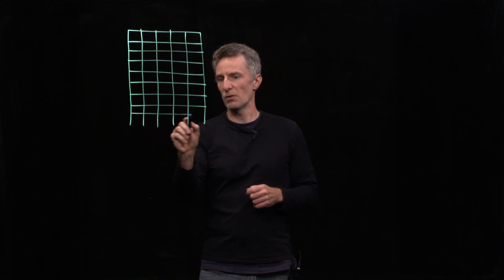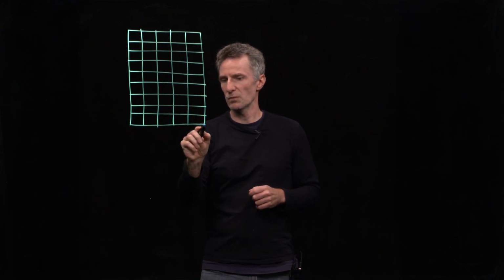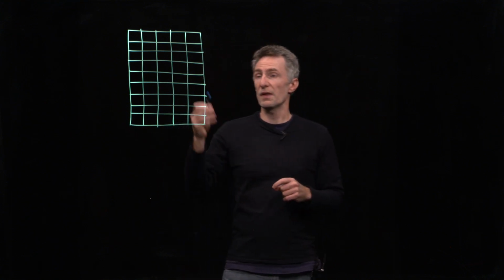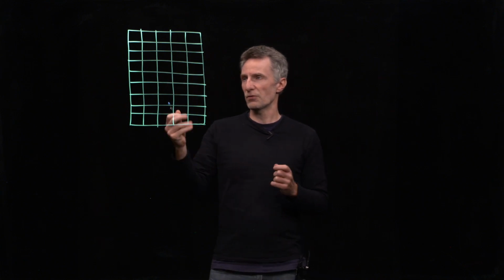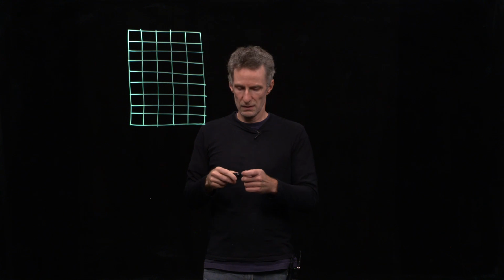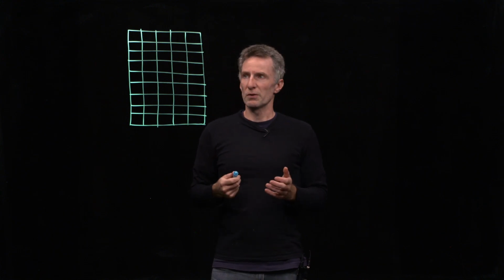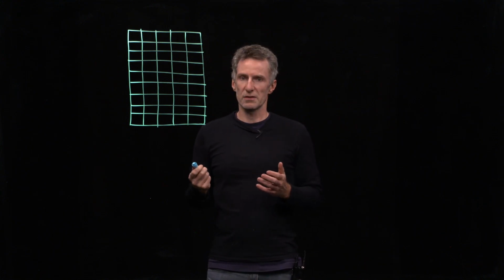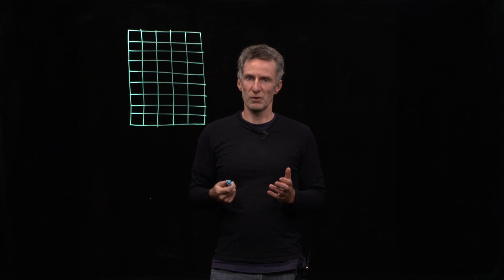I'm drawing a really small one here, but most satellite imagery has thousands of columns and thousands of rows, and as a result it has millions of cells. When we deal with imagery, we often call the cells pixels as well. You can use those two terms interchangeably.